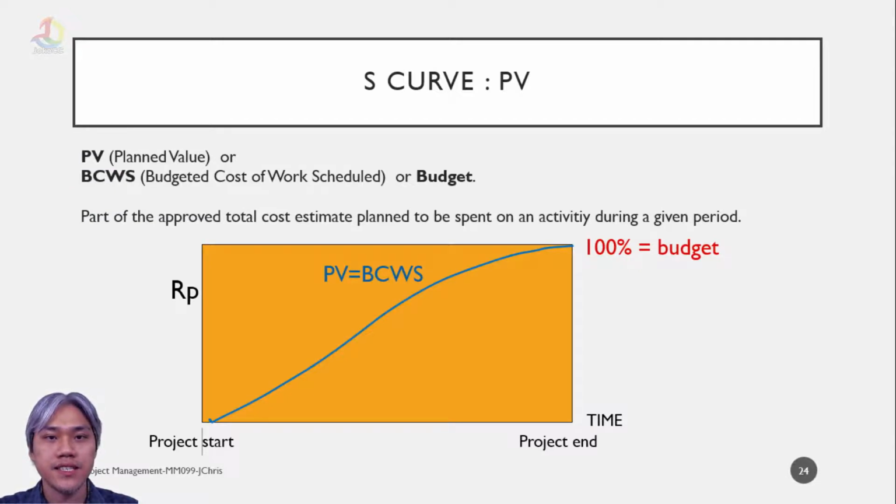Here we're going to see the S-curve of planned value. We're going to use planned value or PV, and sometimes it is referred to as budgeted cost of work scheduled or simply just budget. This is the part of the approved total cost estimate planned to be spent on an activity during a given period. As you can see, this is the start of the project and this is the end of the project. The start phase and the end phase.